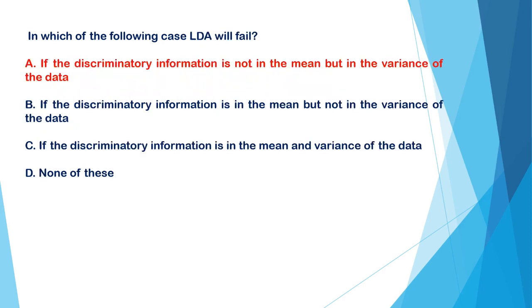In which of the following cases will LDA fail? A: if the discriminatory information is present in the variance but not in the mean of the data. B: if the discriminatory information is in the mean but not in the variance of the data. C: if the discriminatory information is in the mean and variance of the data. Or D: none of these. And the correct option is A.